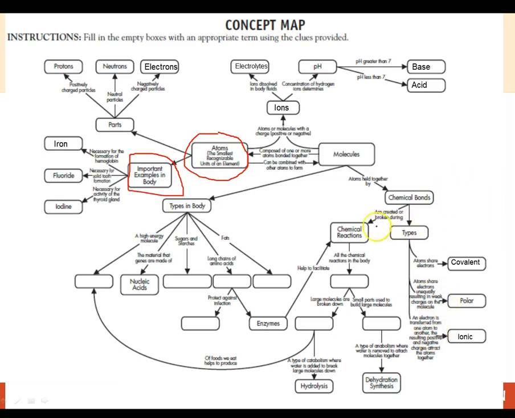Okay, now let's talk about chemical reactions. So we have chemical bonds created and broken down, which is what's called a chemical reaction. So all chemical reactions in the body are known as, think chapter 1, metabolism. Okay, so large molecules being broken down.